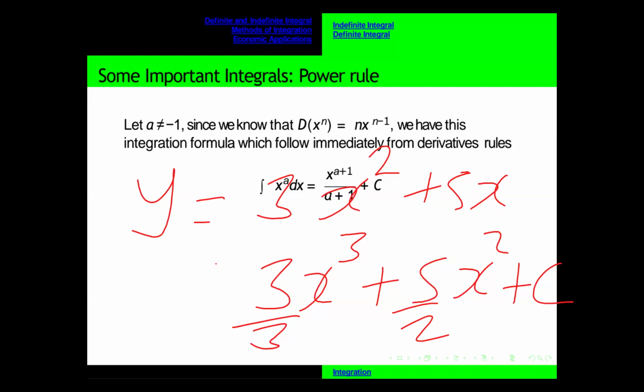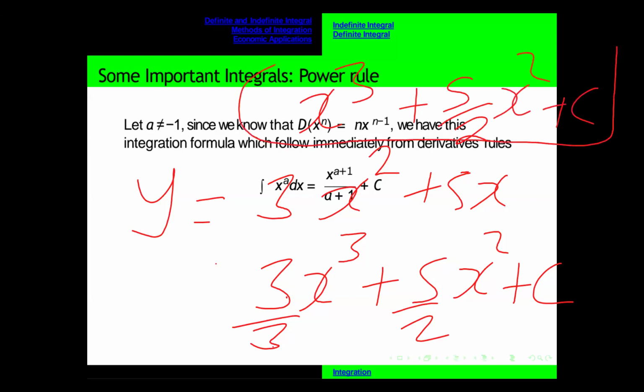Yes. So 3 into 3, basically, gives you just x cubed plus 5 over 2 x squared plus c, the constant. This is the derivative of this function. Or the integral, not the derivative, the integral.